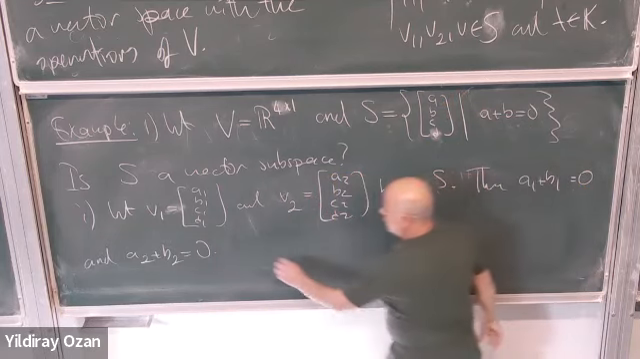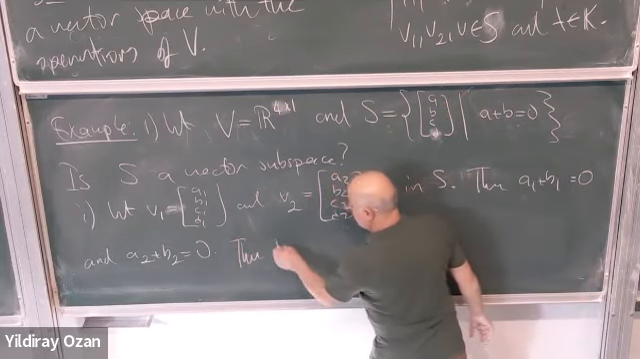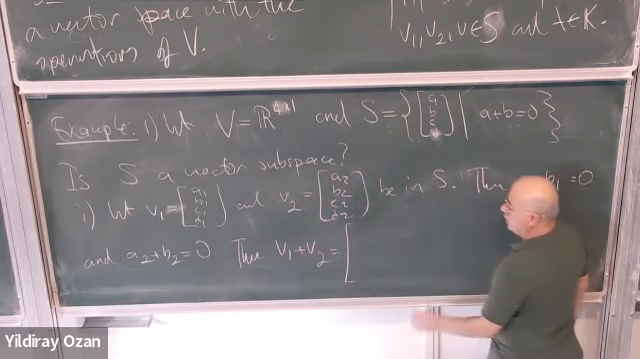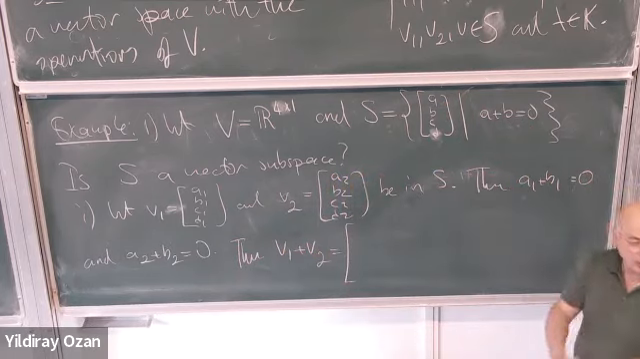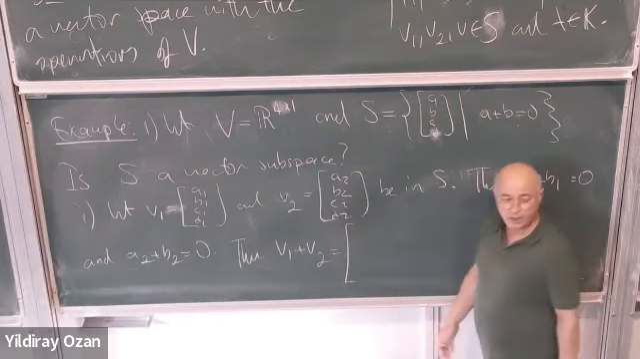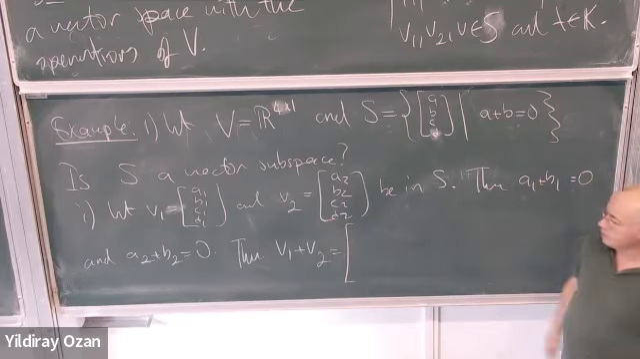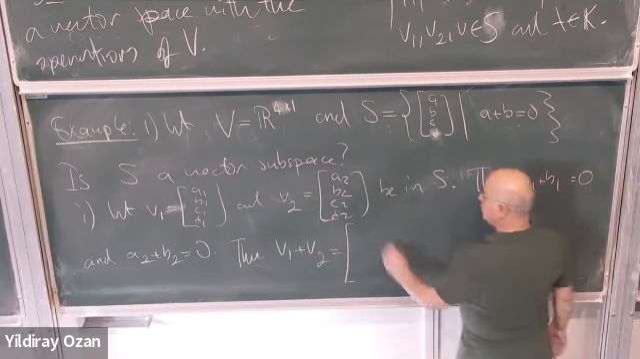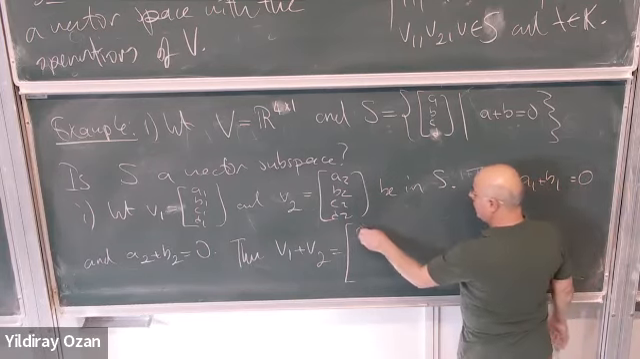Well, then, what is v1 plus v2? Well, it is this. You just add them up, right? These are just column matrices. What is the addition and scalar multiplication? It is just the usual matrix addition and scalar multiplication. So when you add them up, you get this.